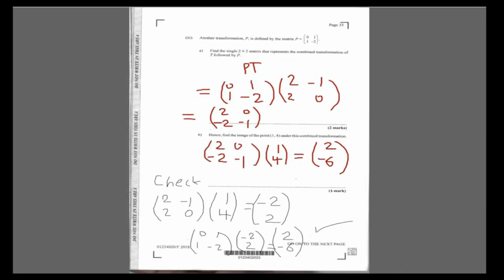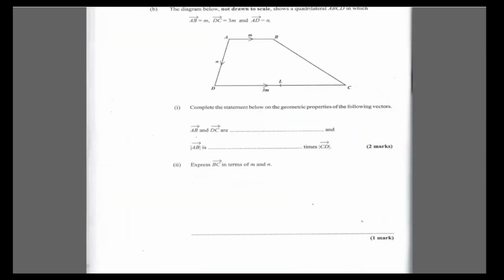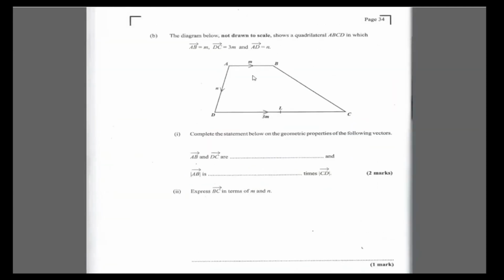That takes care of that. Finally, we're at the last question on the paper, the vectors part. And it's a very easy vectors question. Surprisingly, it gives you a diagram and tells you AB is M, DC is 3M, and AD is N. Now it says complete the statement: AB and DC are parallel.